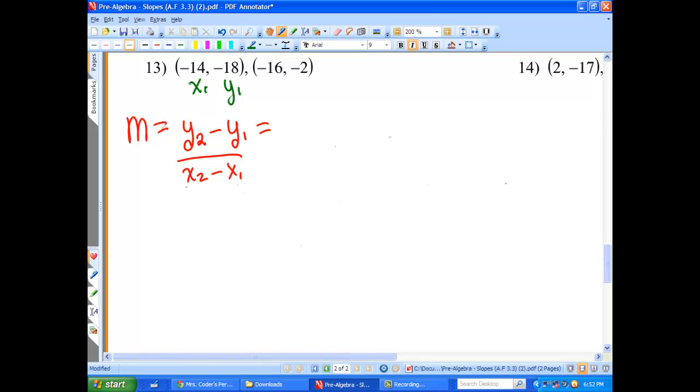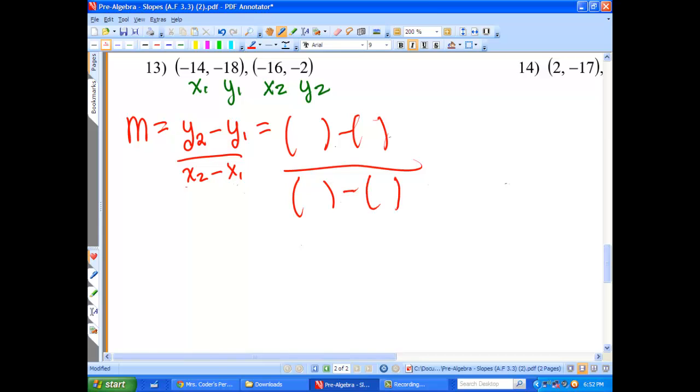Then for our second point, we have negative 16 and negative 2. We want to label negative 16 as x2 and negative 2 as y2. Then we want to substitute our points into our equation. I recommend that you put parentheses when you substitute so that you protect your negatives.